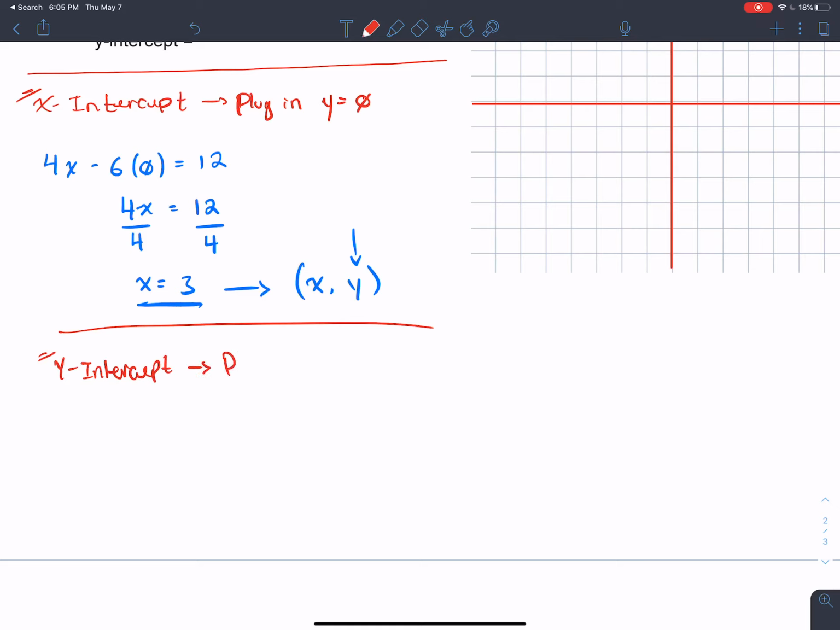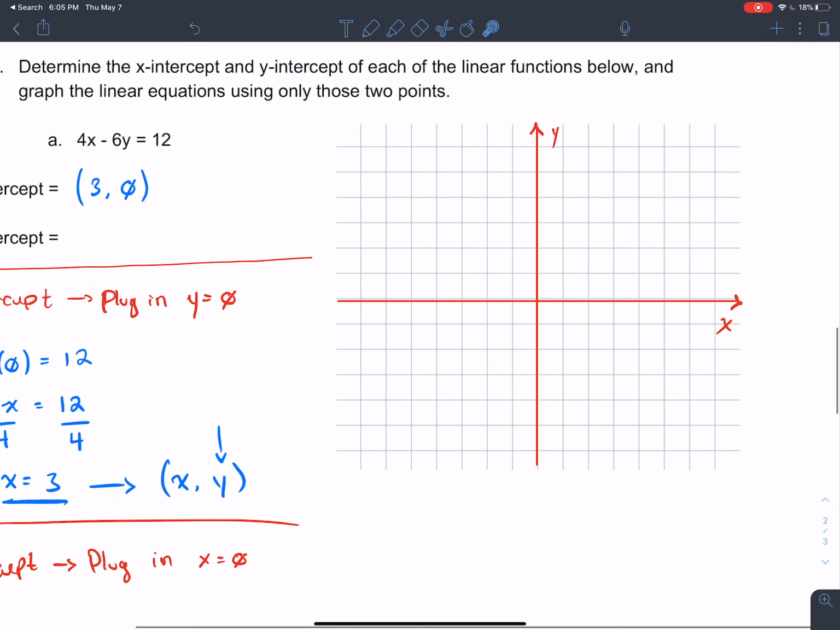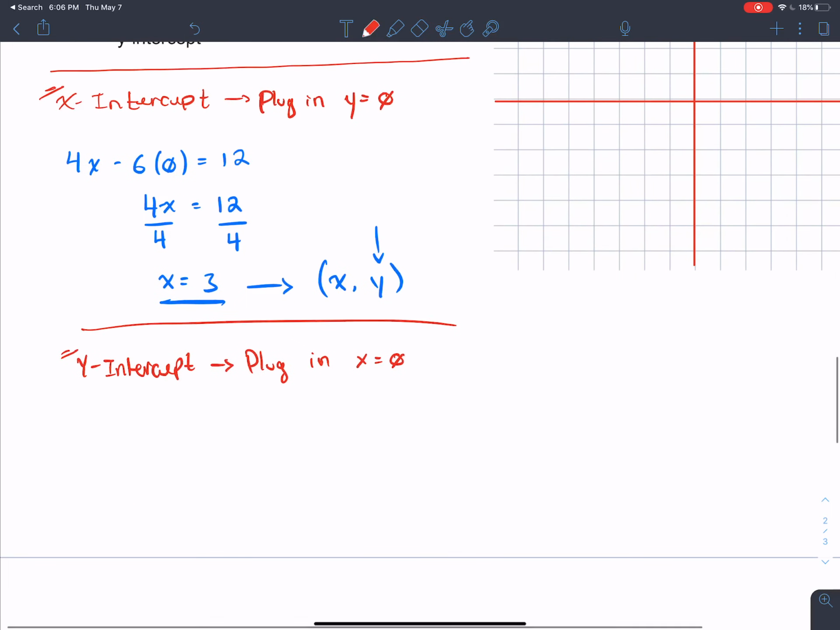Y-intercept. So for the other one, we plugged in y equals 0. For the y-intercept, we're going to plug in x equals 0, right? Because the point at x equals 0 is going to be right here. And that leaves us with only numbers which will follow along our y-axis, right? So we do that. Let's see what we get.